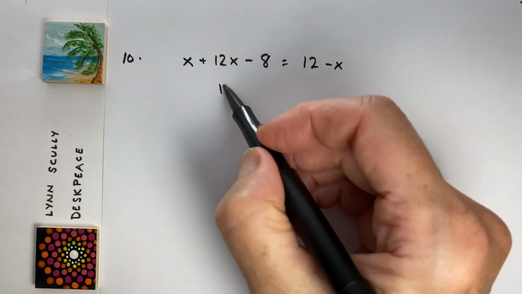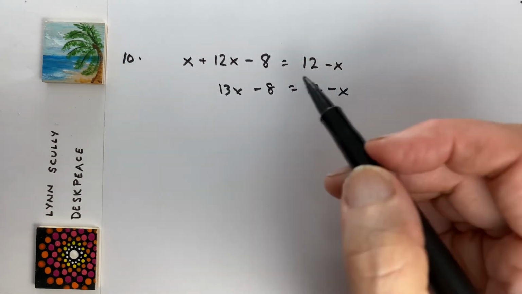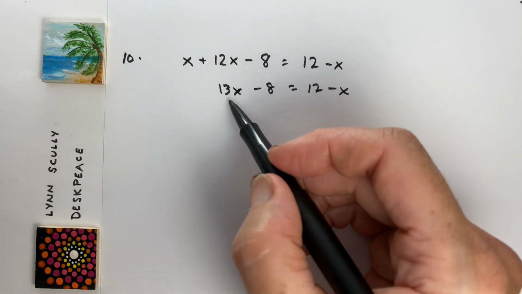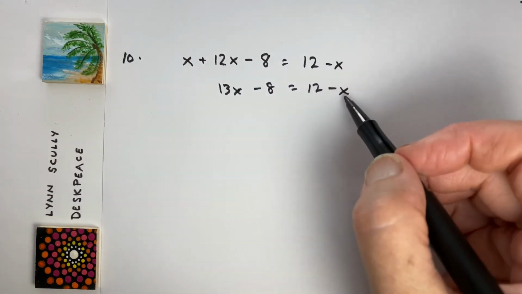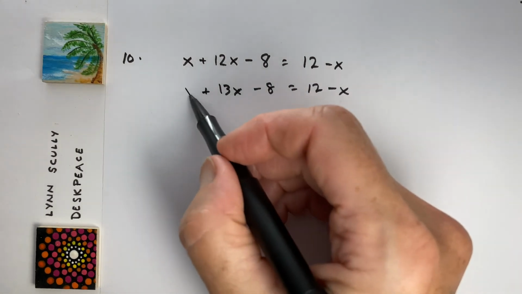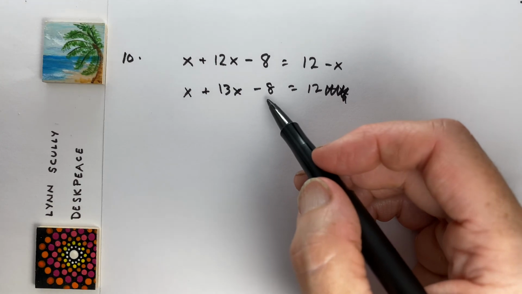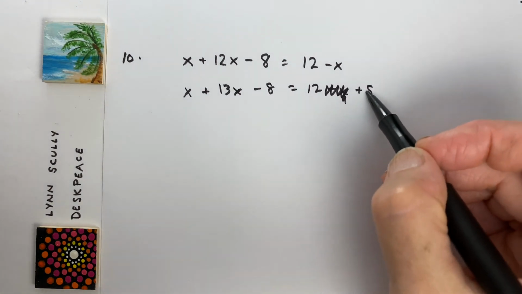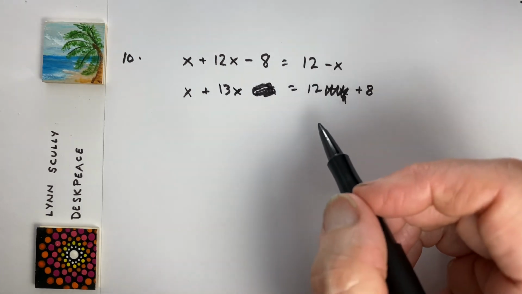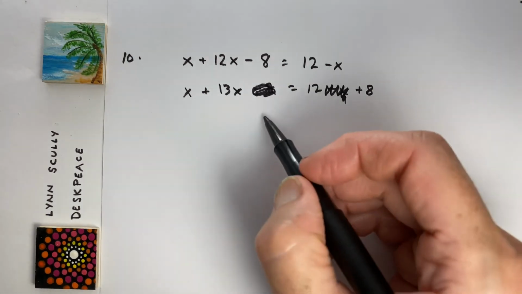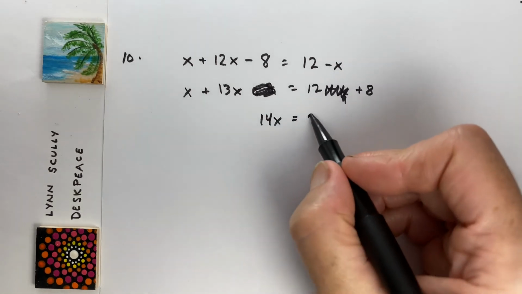I have 13 x's minus 8 equals 12 minus x. I see a lot of x's over here and they're positive, so I'm going to choose to keep my x's on the left side. So this minus x, I'm going to move over here by addition. This 8 does not have an x with it, so I'm going to move him to the other side by addition. Now I have only x's on one side and constants on the other. 1x plus 13x is 14x's equals 12 plus 8 is 20.